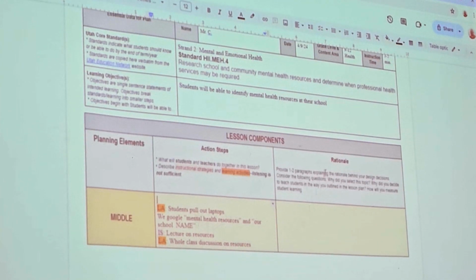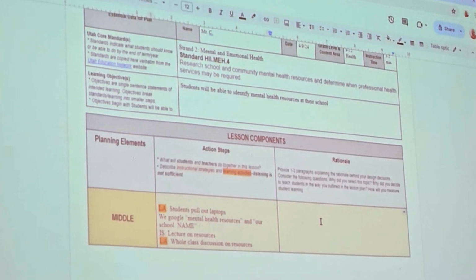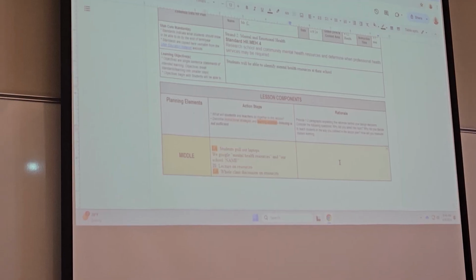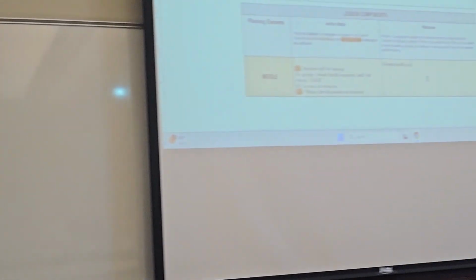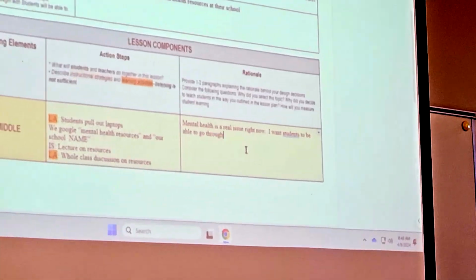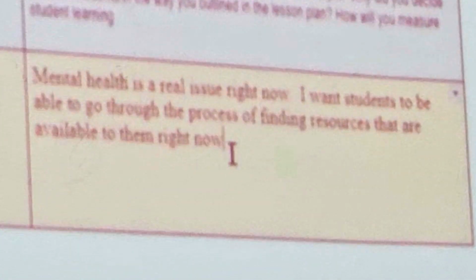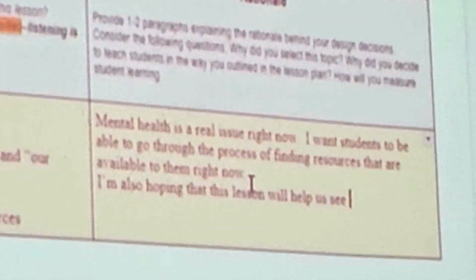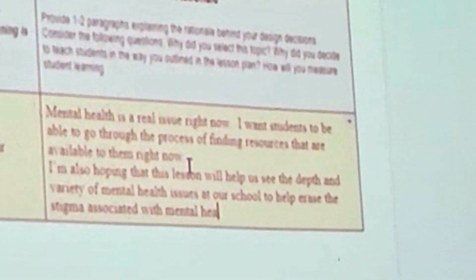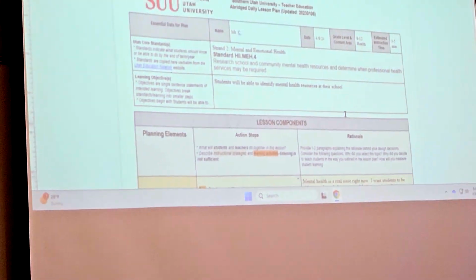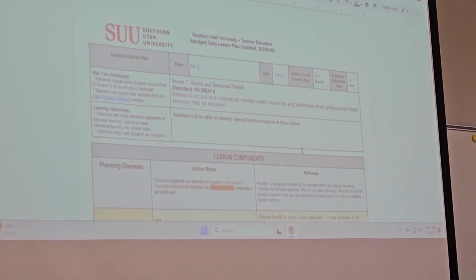My rationale, 1 to 2 paragraphs. How much time do I have? Oh, I better type fast. All right, 1 to 2 paragraphs. Why? Mental health. All right, so I have my lesson plan. I did it with 30 seconds to spare.